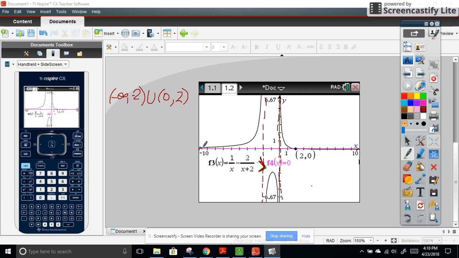So this right here is the part of my graph that is above the x-axis. Okay, so those two curves are what I wrote down. If you need that to be in inequality notation, we're talking about all the numbers that are less than negative 2 and all the numbers between 0 and 2. So that would be how you would write it in inequality notation.